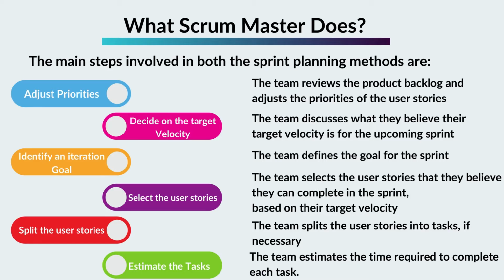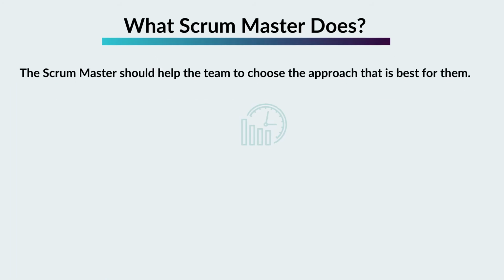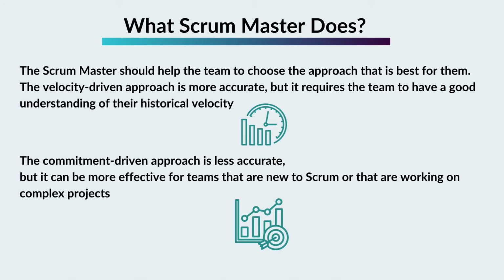The Scrum Master should help the team to choose the approach that is best for them. The velocity-driven approach is more accurate, but it requires the team to have a good understanding of their historical velocity. The commitment-driven approach is less accurate, but it can be more effective for teams that are new to Scrum or that are working on complex projects.